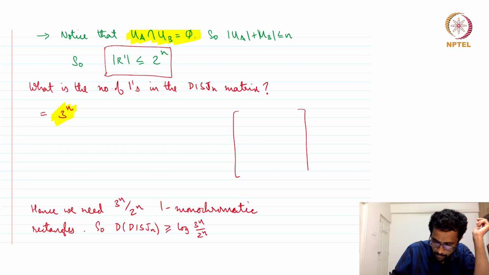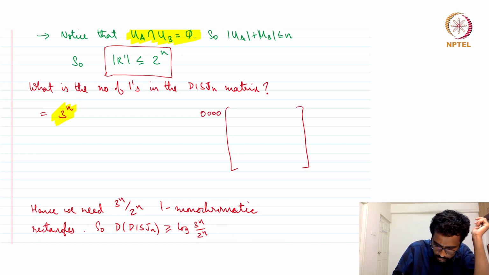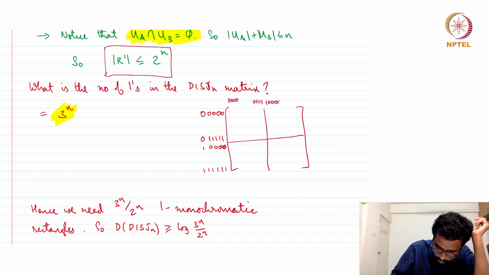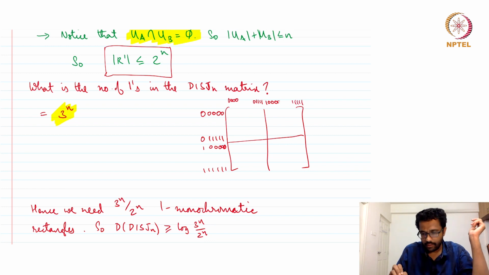So maybe we'll write a small matrix. It's a 2 by 2 matrix, or maybe I'll just write something in general. So 0 0 0 0 0 0, up to 0 1 1 1 1 1 1 0 0 0 0, up to 1 1 1 1 1 1. Similarly, columns 0 0 0 0 0 0 1 1 1 1 1 0 0 0 0 and 1 1 1 1 1. Okay. So I can divide this matrix into quadrants.